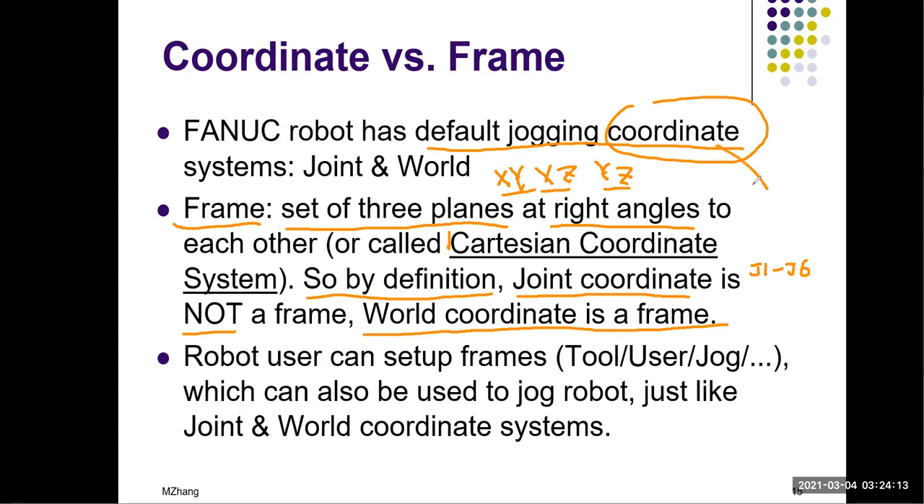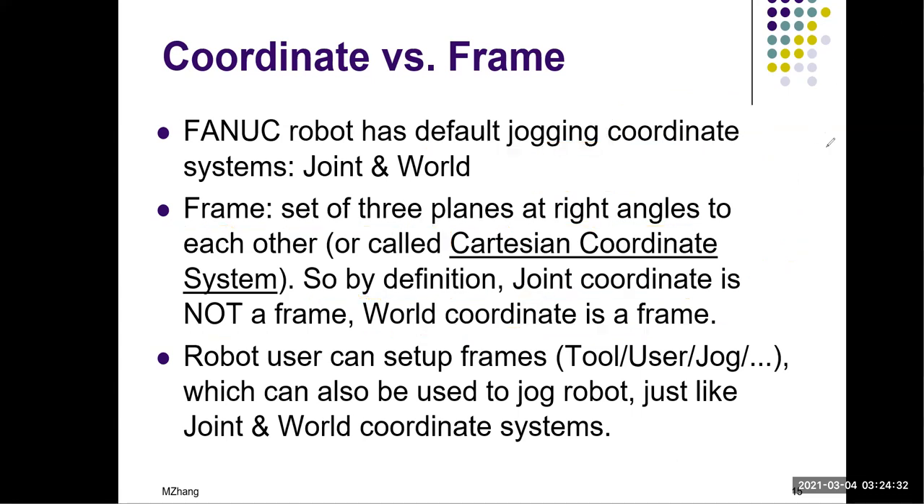When you are jogging the robot, most of the time people use the word coordinate. But when you introduce the frame, then they're different. Joint is not a frame, but world is. All right, so that's the difference. Hopefully you can understand what we learned so far.